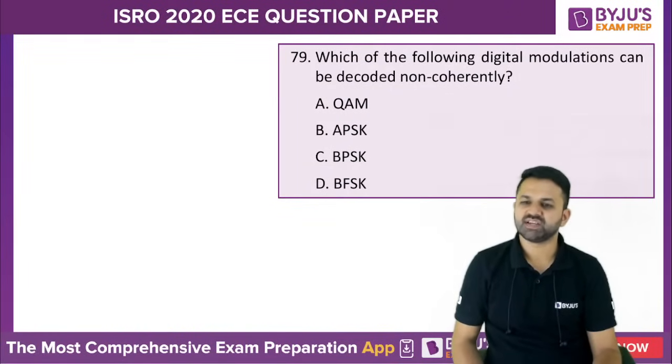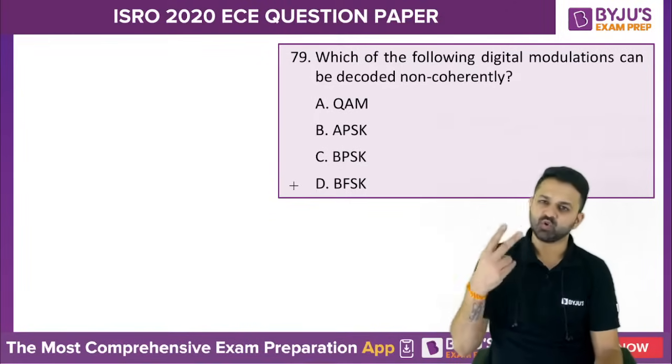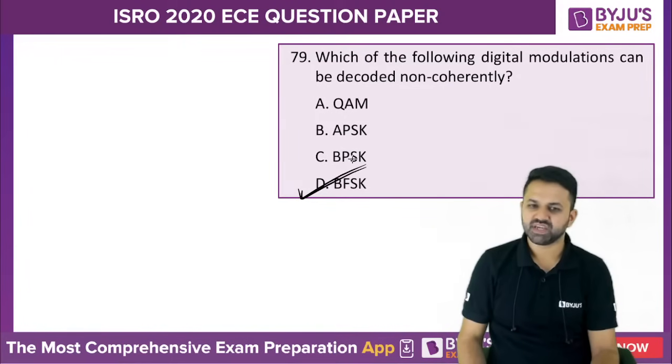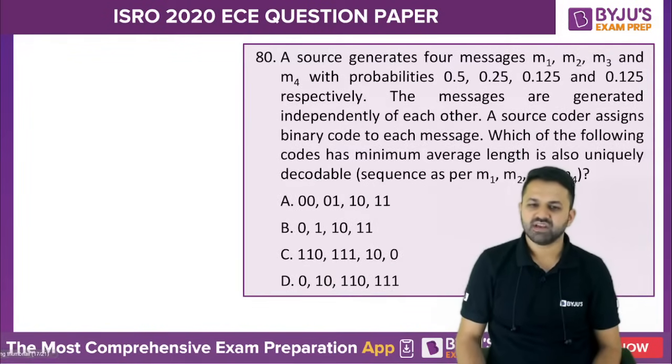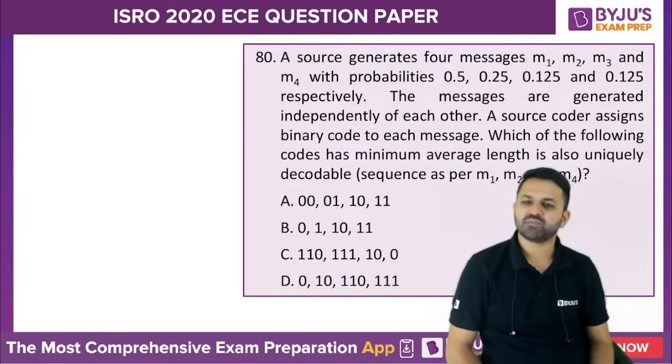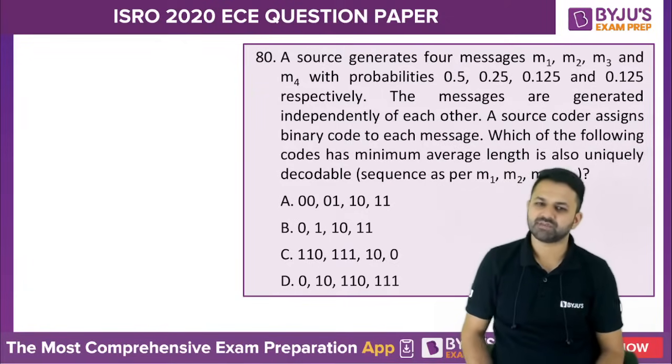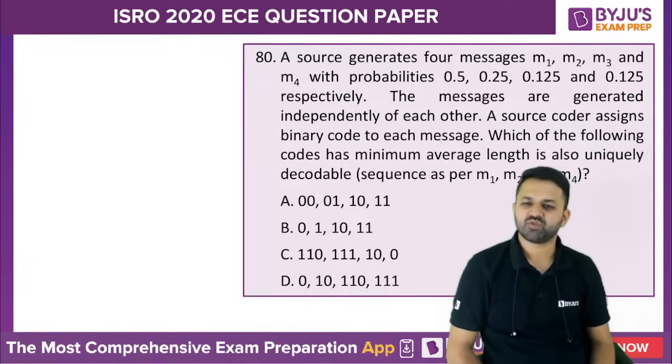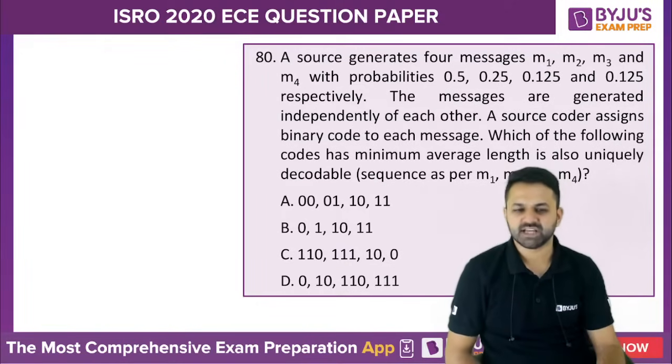Now, which one of the following digital modulation can be used non-coherently? So, we have two methods for the FSK, coherently and non-coherently. So, the answer is BFSK. And this one, a source is generating the 4 messages M1, M2, M3, M4 with the probability 0.5, 0.25, 0.125, 0.125. The messages are generated independently of each code word. A source code assigns binary code to each message. Which one of the following has the minimum average length? Minimum average length.